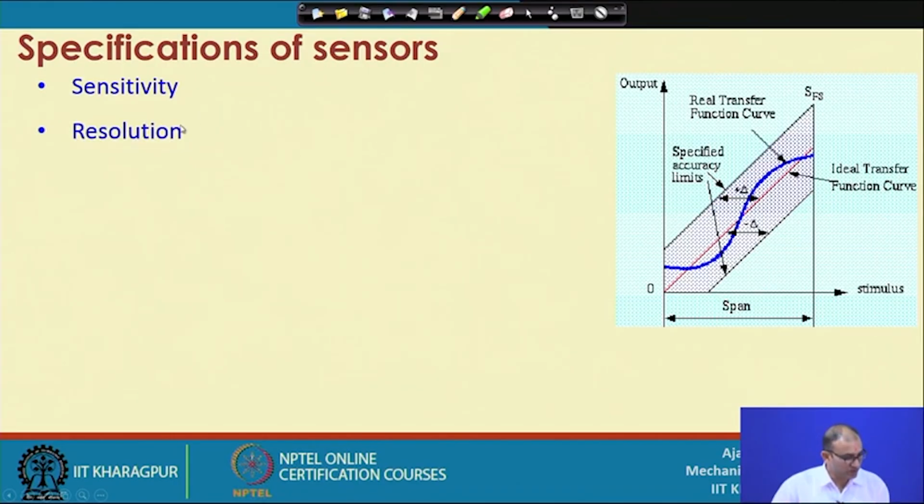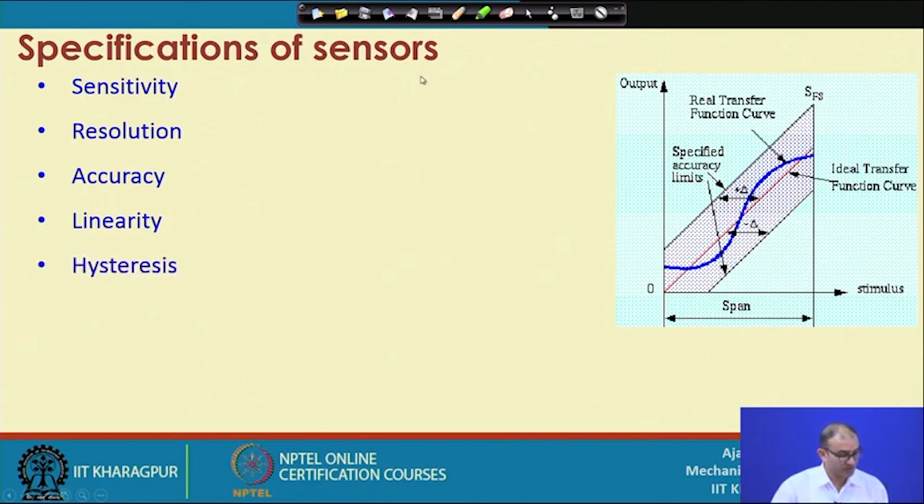Resolution, we have seen already, is the smallest measurement it can perform. Accuracy means how close it is to the dimension, or how close to the desired location. Linearity means if you want to plot something with respect to a linear function, how much it matches the linear fitting of the curve.